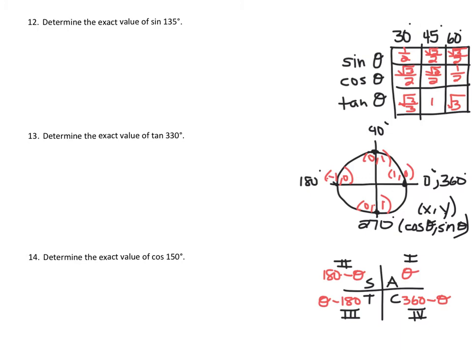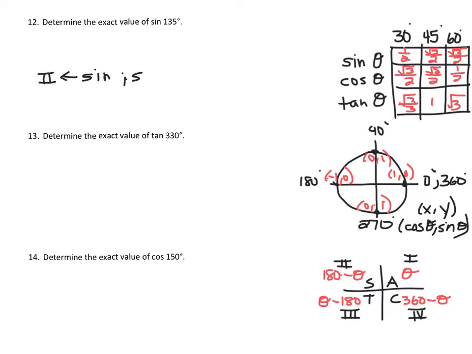All right, so number 12, determine the exact value of sine of 135. Okay, so first of all, let's think about this, 135 degrees. 135 degrees would fall in between 90 and 180, so that would put us in the second quadrant. Okay, so if we're in the second quadrant, let's think about it. Is sine positive or negative in the second quadrant?